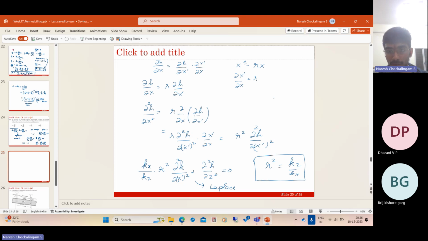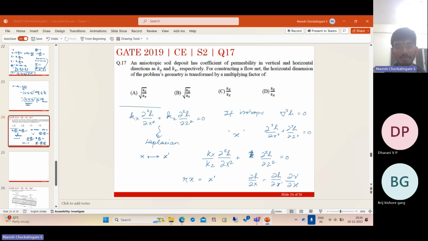So if you remember, x' is equal to r times x, and r is the square root of kz by kx. So that is the question. If we have an anisotropic soil deposit, we cannot construct a flow net directly. We can construct a flow net only when we have a harmonic function and a conjugate harmonic function. But harmonic and conjugate harmonic functions exist only as solutions to the Laplace equation, not for a general second order linear partial differential equation.